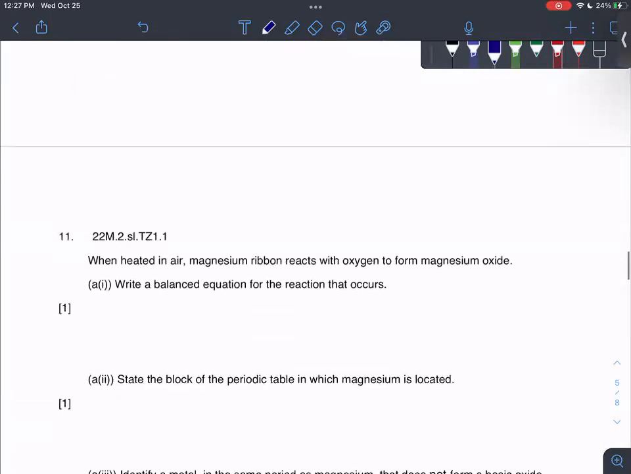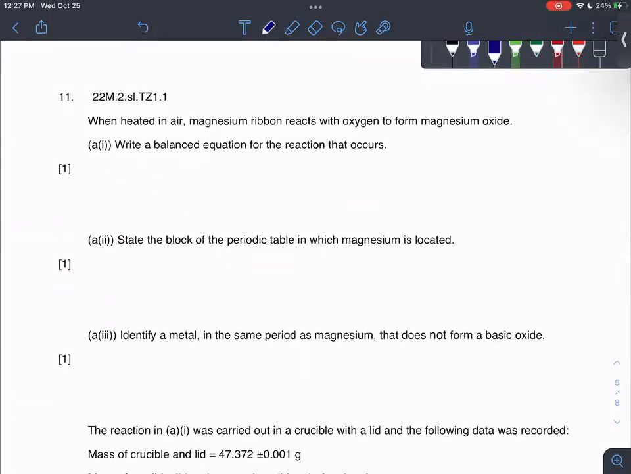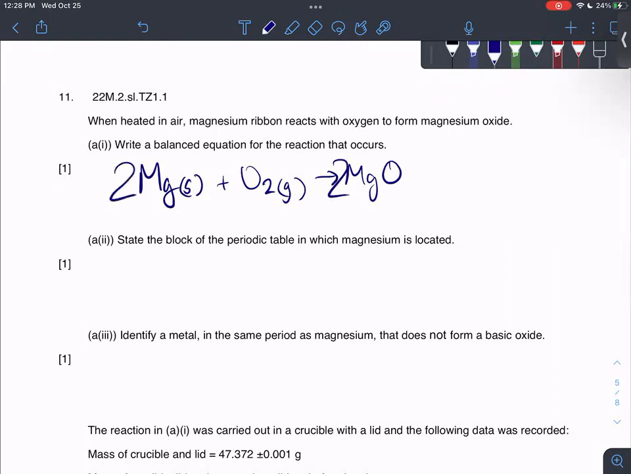So that is that answer. Moving on to our massive paper 2 question. All right, when heated in air, magnesium ribbon reacts with oxygen to form magnesium oxide. Write a balanced equation. All right, Mg solid plus O2 gas reacts to form MgO. Quick balance, we put a 2 here and a 2 there, done.